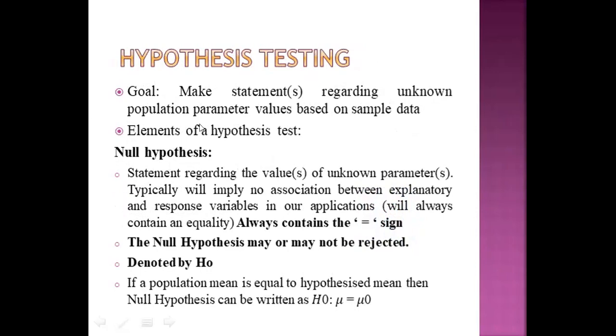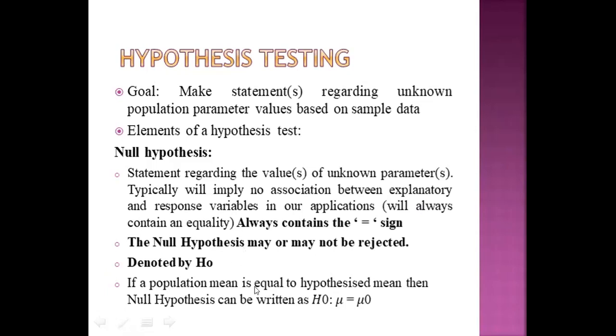One is the null hypothesis, which is the statement regarding the value of an unknown parameter. Typically, the null hypothesis implies there is no association between explanatory and response variable in our applications or in our research. It always contains an equality sign, and the null hypothesis in research may or may not be rejected. It is denoted by H naught.